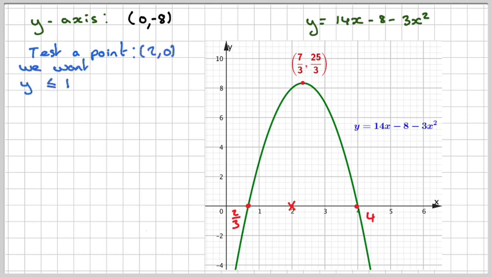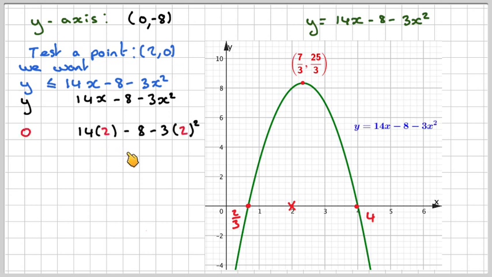And remember, we're going to want to find where y is less than or equal to 14x minus 8 minus 3x squared. Write down the expression with a gap in the middle. And then y is 0. And substitute in 2 into the right-hand side. And then you're going to go 0 and we get 8. We'll just go back a bit there. 0 and 8. Which way around does the inequality sign make it right? It's going to be greater than.